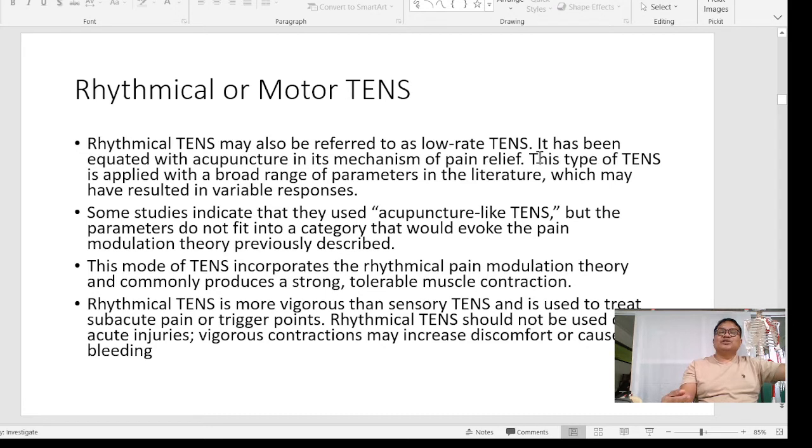So it should not be used in acute injuries, basically fractures, because the contraction of the muscle might aggravate the fracture, or result in discomfort to the patient, or cause bleeding. So it cannot be used in acute injuries, because of the muscle contraction.